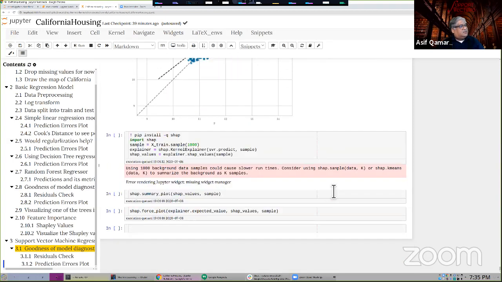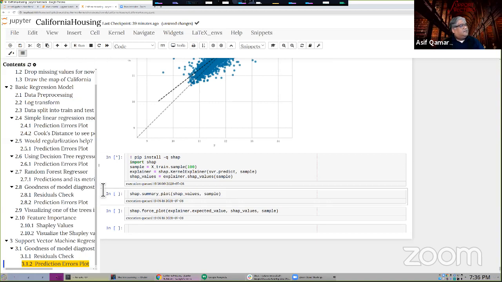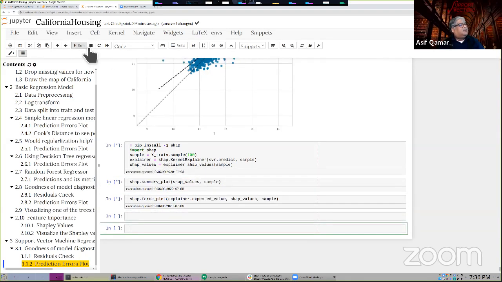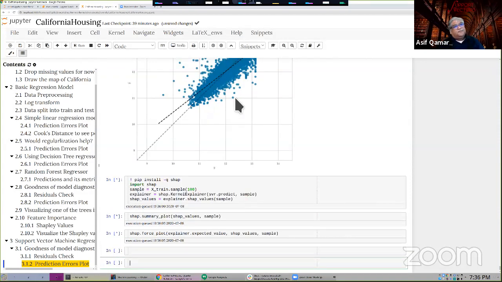And we need to run it for a smaller sample. Anyway, I can run this. It may take some time to run. SHAP takes quite some time to run. It's something to be aware of.